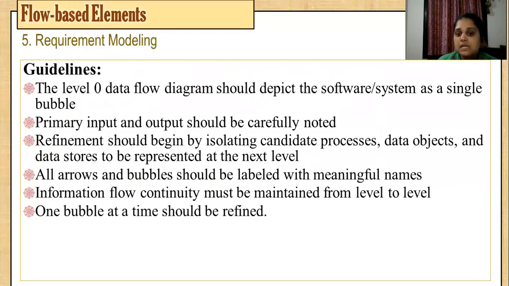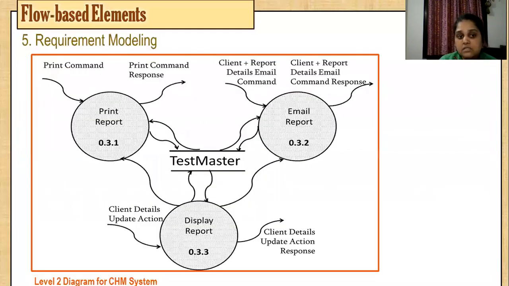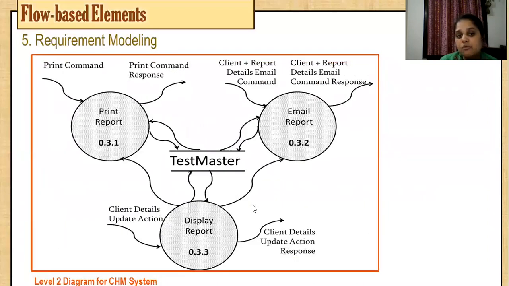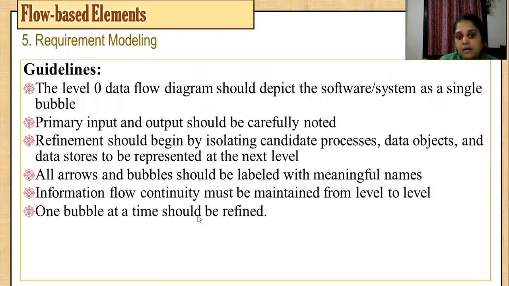All arrows and bubbles should be labeled with meaningful names as we have done, and information flow continuity must be maintained from level to level. Information flow continuity means here if I have given 0.3 as report, then if I am detailing report, I compulsorily have to write 0.3.1, 0.3.2, etc. So that is continuity. And one bubble at a time should be refined. You cannot do all of them simultaneously; one after another, you should move on to different bubbles.